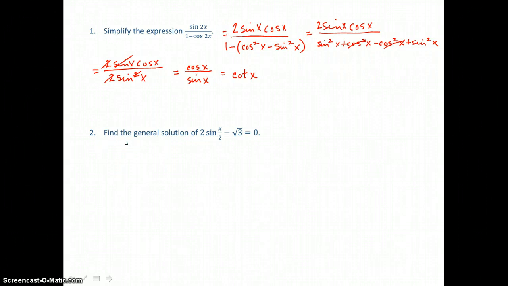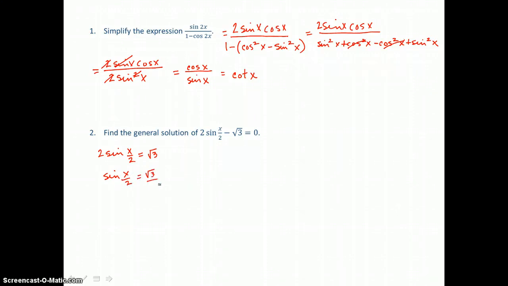Okay, in 2 we're going to solve an equation and find the general solution of 2 sine of a half angle minus the square root of 3 equals 0. So I'm going to start by getting sine of a half angle alone. So 2 sine of x over 2 is going to equal the square root of 3. And then I'll divide both sides by 2, so sine of x over 2 is equal to the square root of 3 over 2.